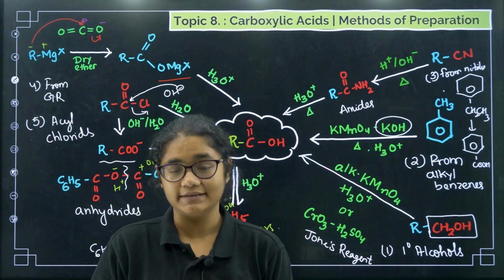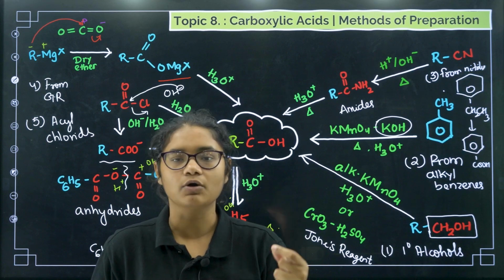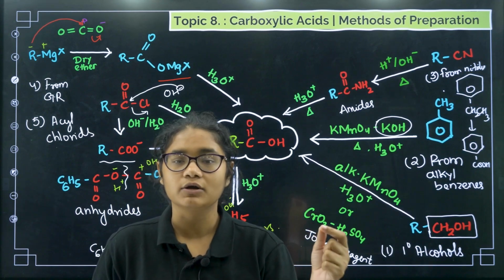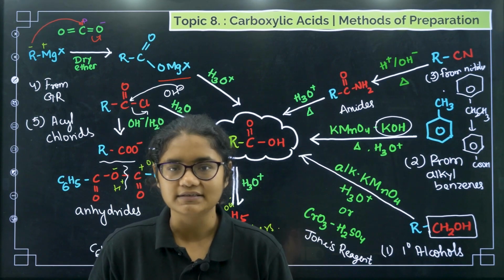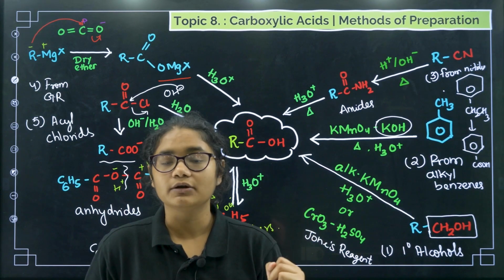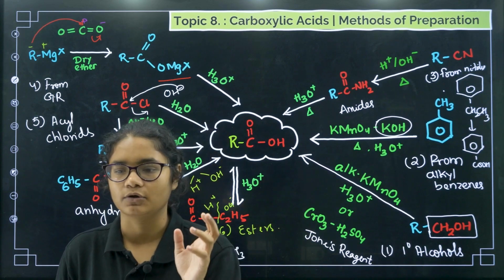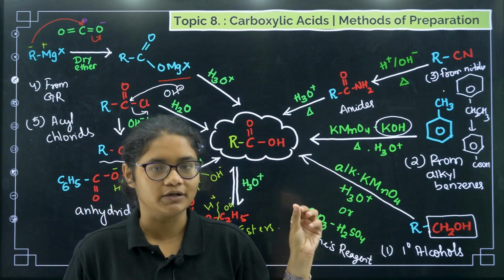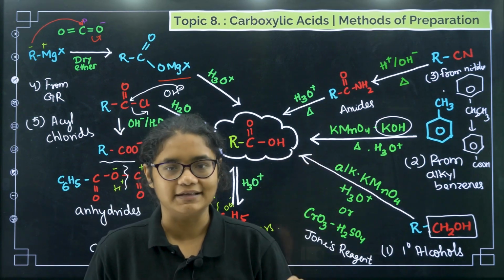The first method is from your primary alcohols. For primary alcohols, you can use any strong oxidizing agents like KMnO4, K2Cr2O7 or CrO3 with concentrated H2SO4. The second one is from alkyl benzene. Here also you have to use alkaline KMnO4 and H3O plus, heat. Now the third one is from your nitriles. When you treat nitriles with H plus or OH minus and heat, it gets converted to amides. Then you take acidified water, H3O plus, hydrolysis, and you will get carboxylic acid.